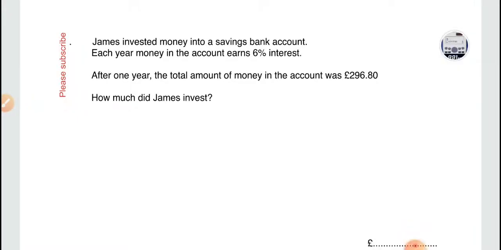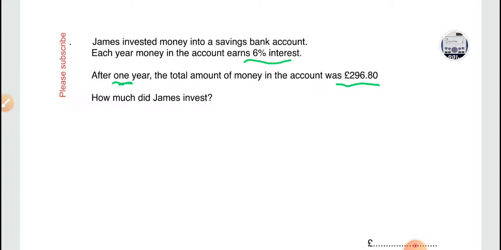James invested money into a savings bank account. Each year, money in the account earns 6% interest. After 1 year, the total amount of money in the account was £296.80. How much money did James invest? So what we have to realize is James had his initial investment, some money he put into an account.